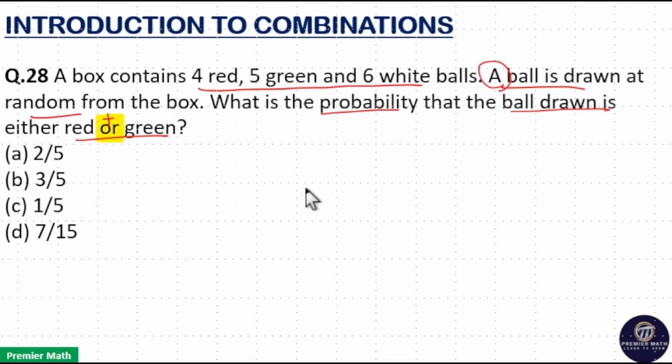And this is about single selection, so you can directly write the numbers. So, probability is favorable outcome divided by total outcome. Total number of balls is 15. So, you are drawing one single ball out of these 15 balls. This can be done in 15C1 ways.